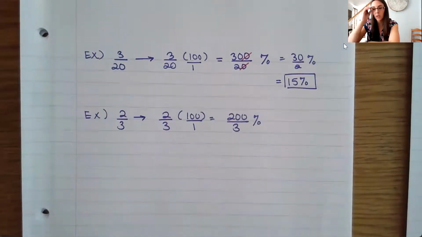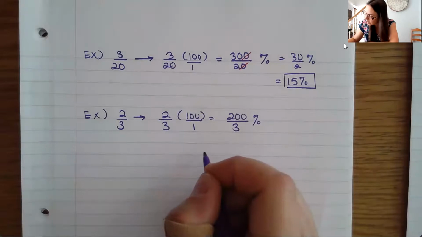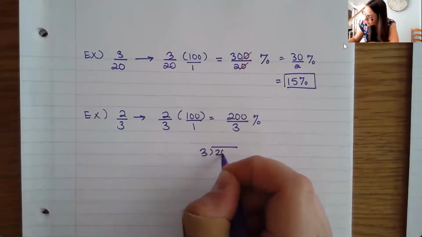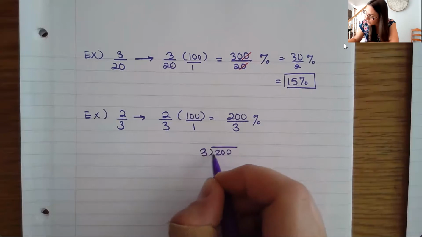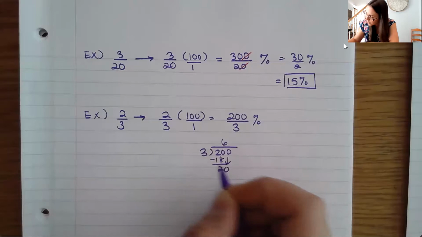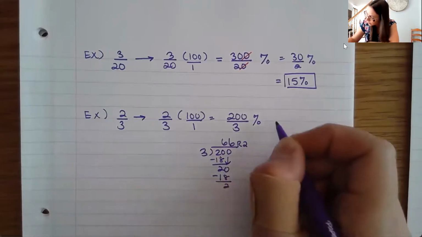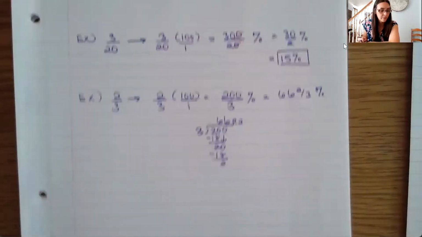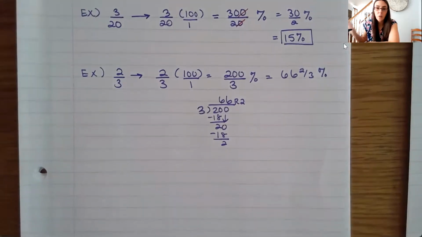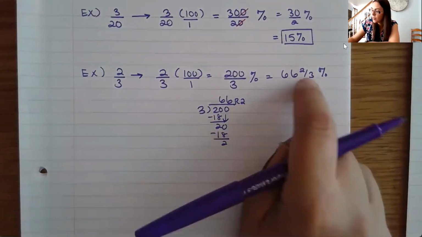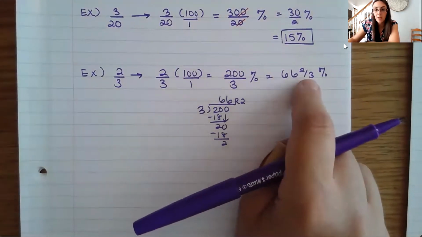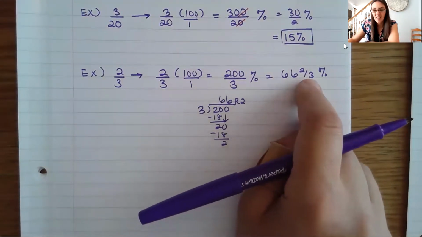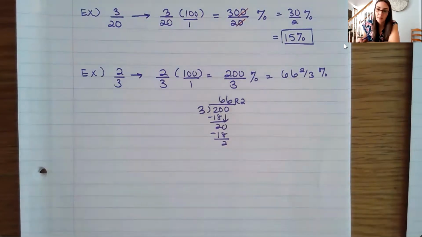Now, again, you may want to change this over to a mixed number in this case because it's a little hard for people to understand this. So let's see, 3 does not go into 2, but it goes into 20 6 times, which is 18. 3 goes into 20 again 6 times, which is 18. So I have a remainder of 2 here. So I have 66 2/3%. Now that's the exact value. If you wanted a decimal approximation, you could always put this into your calculator and do 2 divided by 3 to get 0.66666666, etc. So you could always find the decimal approximation that way if you needed it.